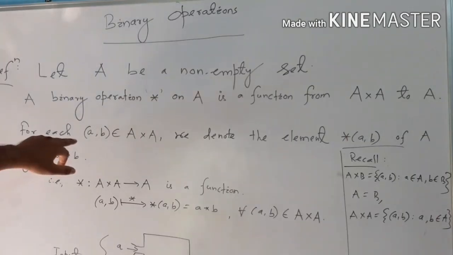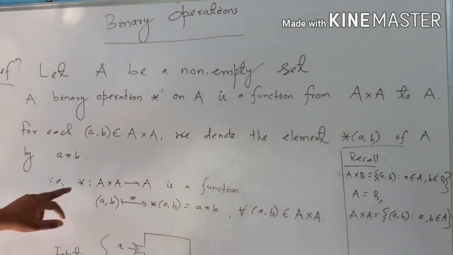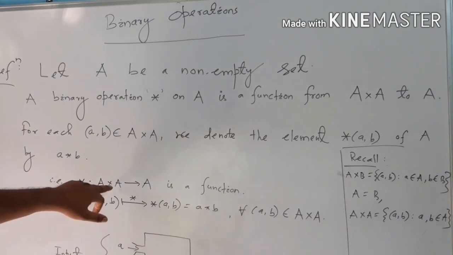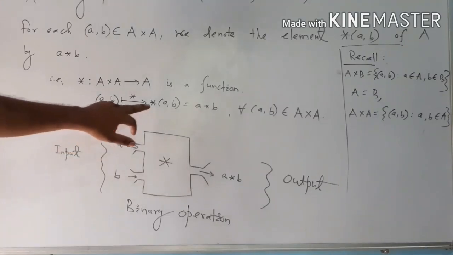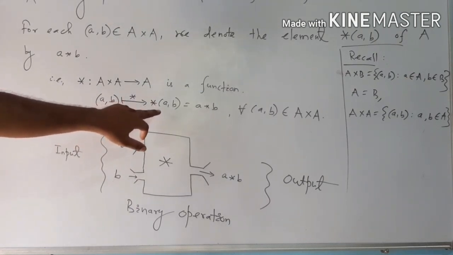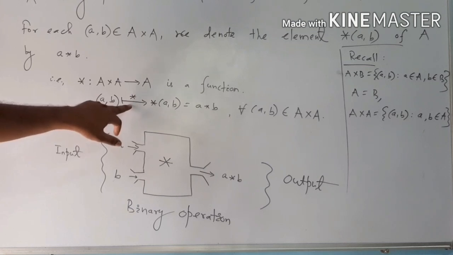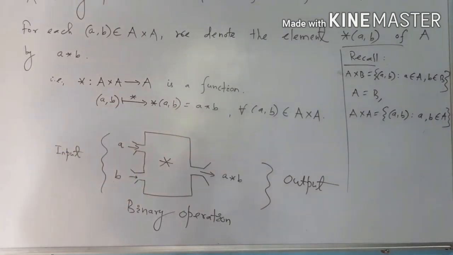For each ordered pair (a, b) belongs to A cross A, we denote the element star of (a, b) of A by a star b. That is, star is a function from A cross A to A such that the ordered pair (a, b) goes to star of (a, b) by the operation star, and this is denoted by a star b. This is true for all (a, b) belongs to A cross A.